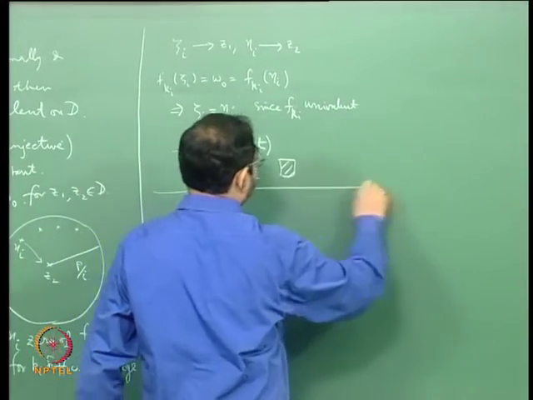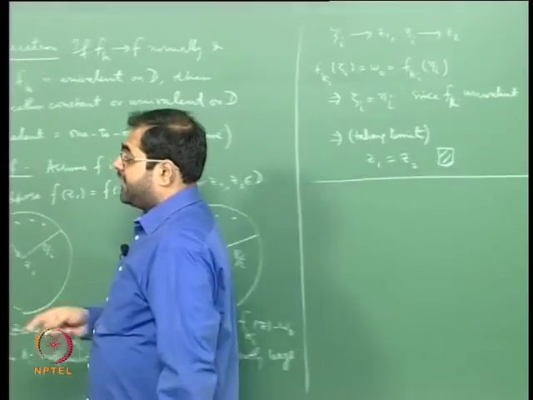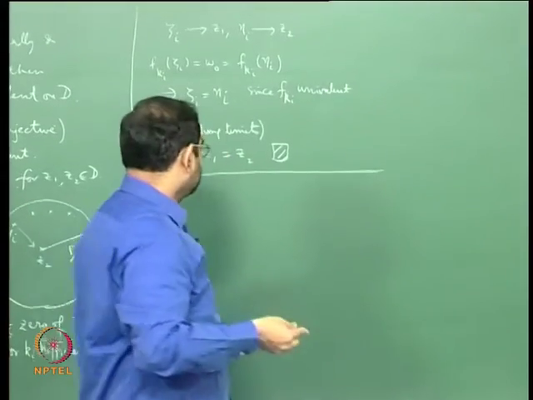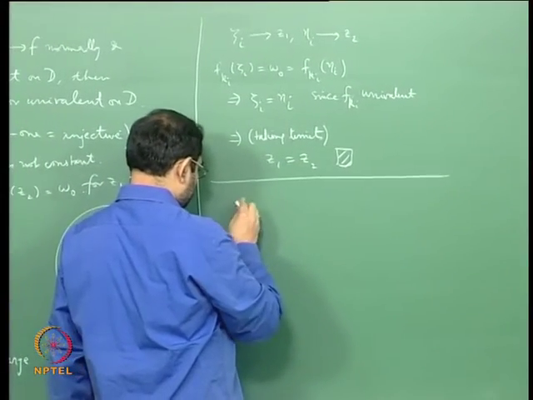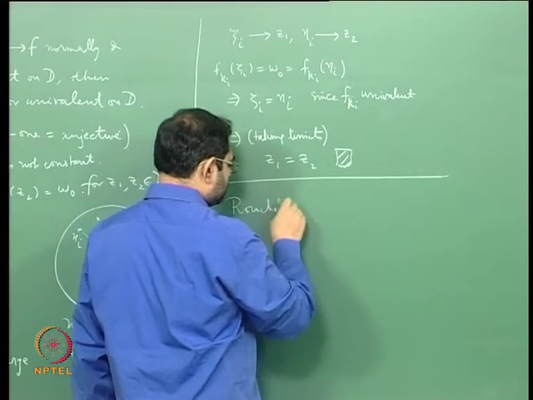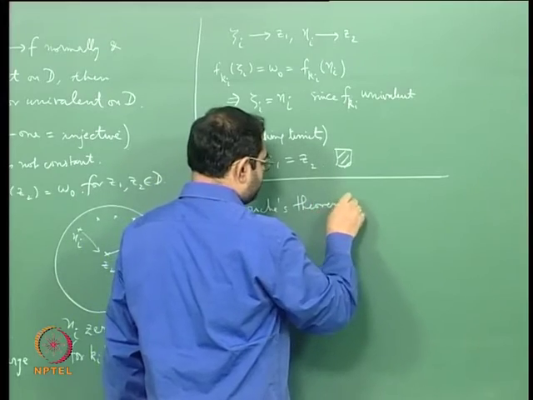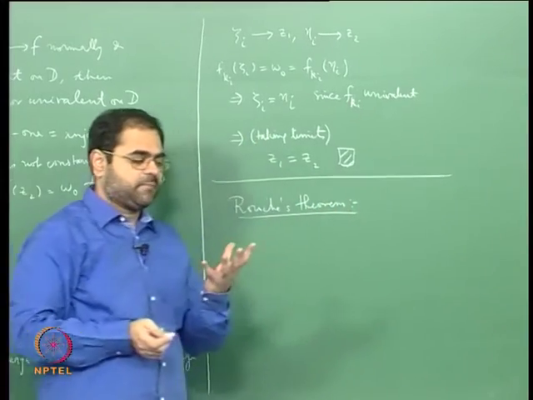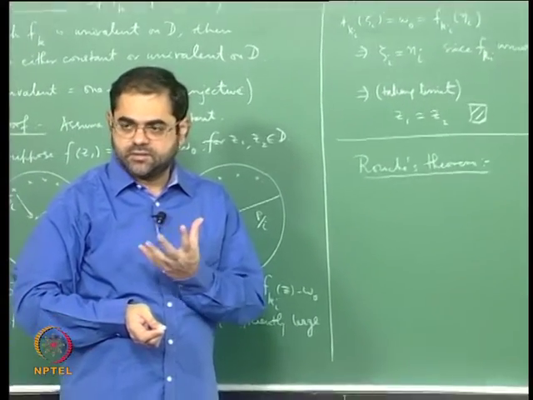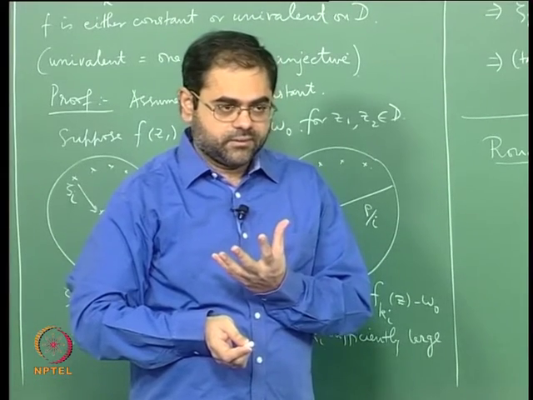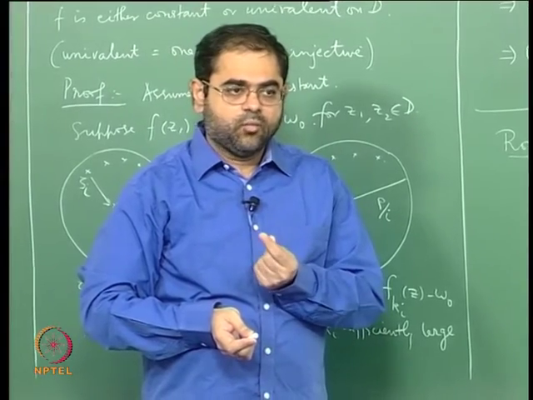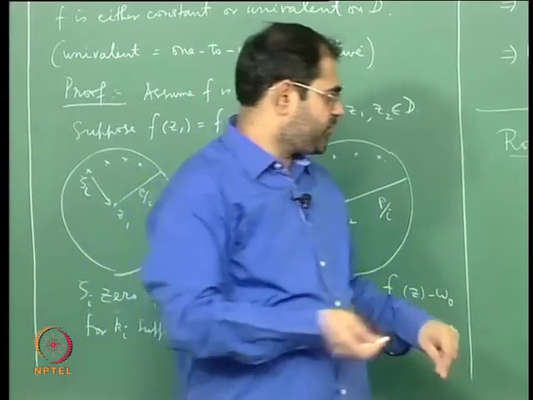Now what I want to discuss next is another proof of Hurwitz's theorem, which actually uses Rouche's theorem. So recall what Rouche's theorem was. Rouche's theorem basically says that the number of zeros of an analytic function in a simple closed curve is not going to change if you add to the analytic function another analytic function which is smaller on the boundary. Let me write that.